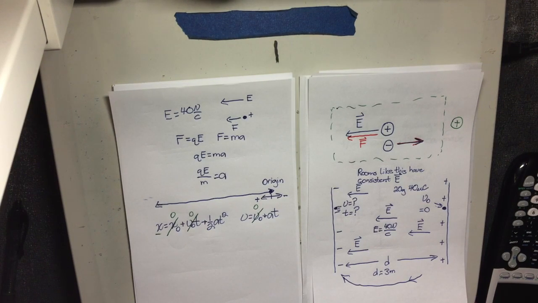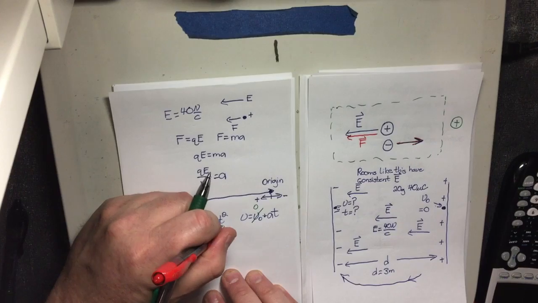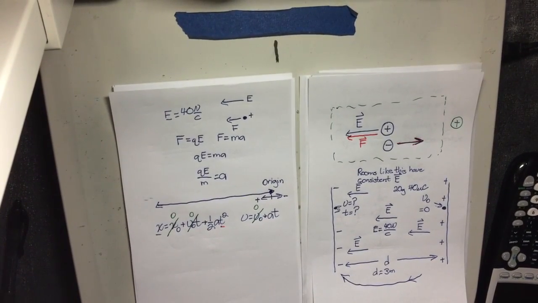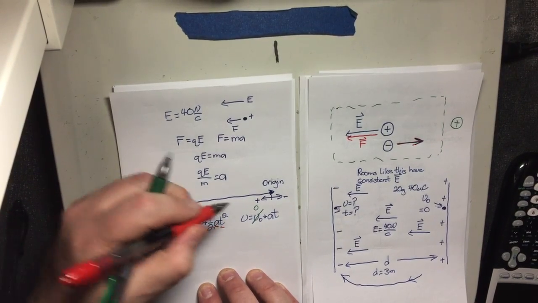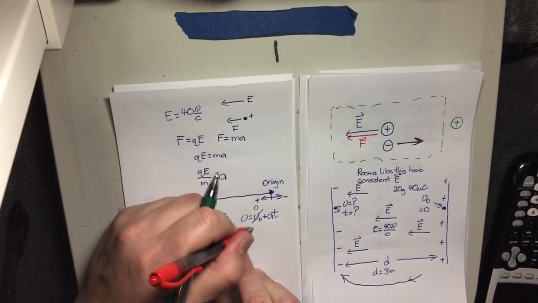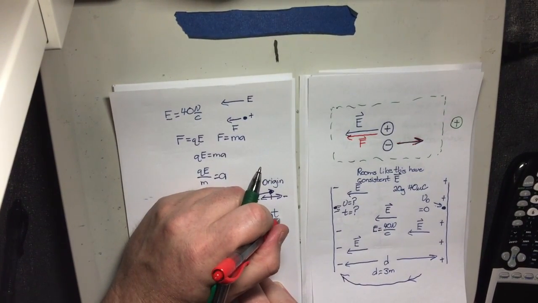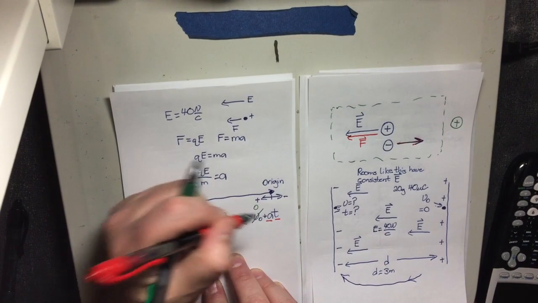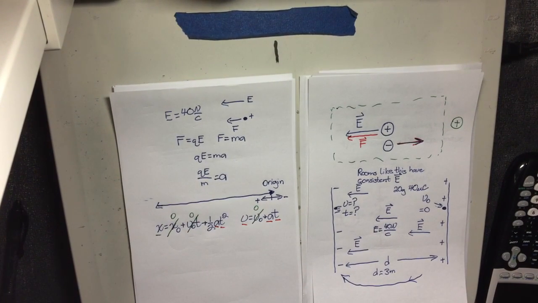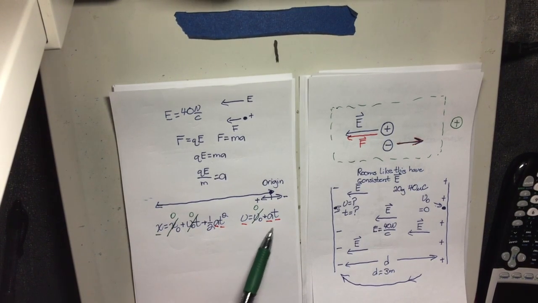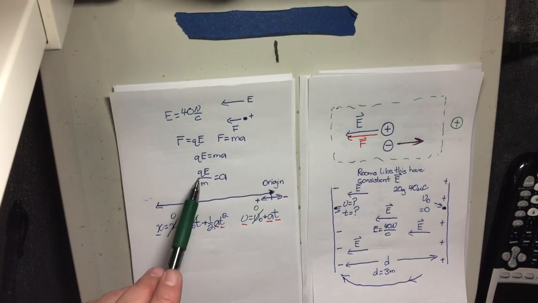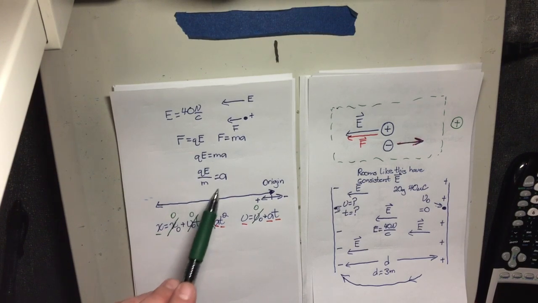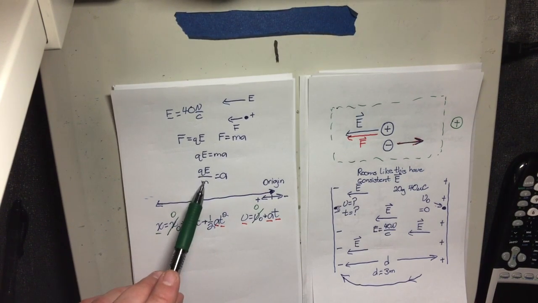Do I know the time? No. Do I know acceleration? Not quite yet. Do I know final velocity? No. Do I know A? That was not given to you numerically. So I've got a lot of problems. I've got 3 variables over here that are unknown, and 2 over here that are unknown. But the one thing that I do know is that acceleration is QE over M.